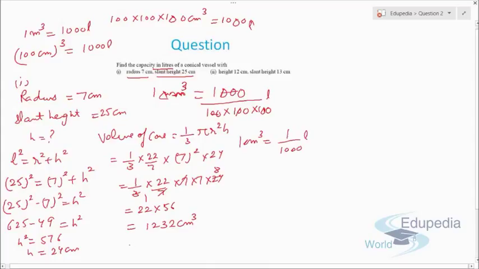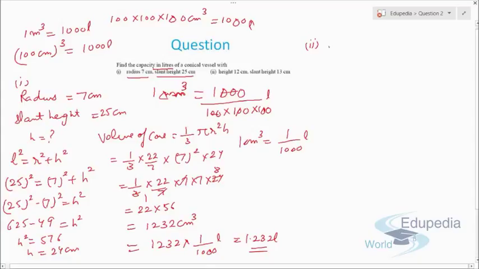So we can say that this can be written as 1232 times 1/1000 liters. So this will come out to be 1.232 liters. So this is the volume of the cone. Now we need to find the second part. So let's do it quickly then. It's very easy now.